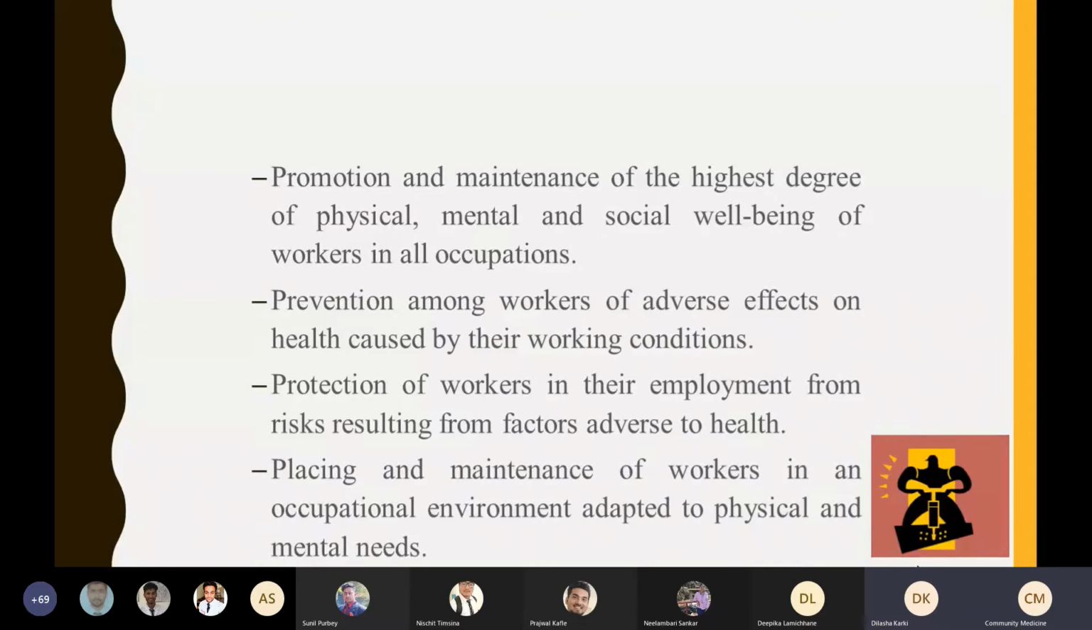So, protection of the workers in employment from risks resulting from factors adverse to health, and placing and maintenance of workers in an occupational environment adapted to their physical and mental needs. This all means that the working environment of all occupations should be healthy and proper. Whatever affects the workers should be treated. That is the main thing.